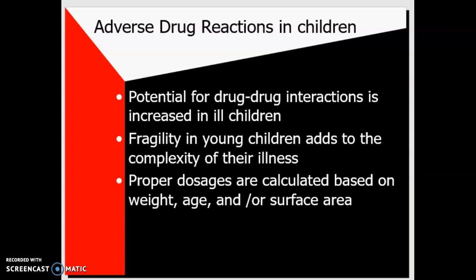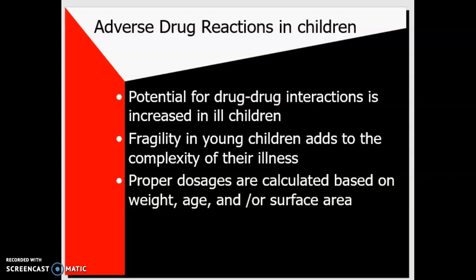When we look at adverse drug reactions in children, the potential for drug-to-drug interactions is increased in ill children. This is often exacerbated, or even exponentially occurs, because of frailty in young children. So that can add to the complexity of their illness and make things worse.